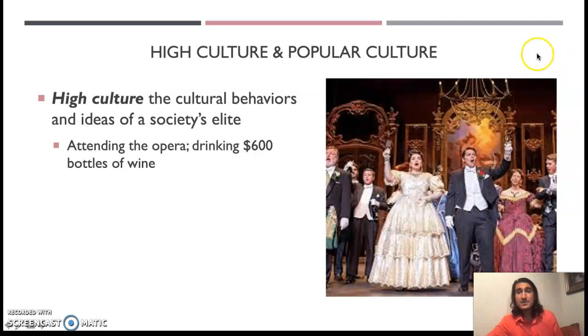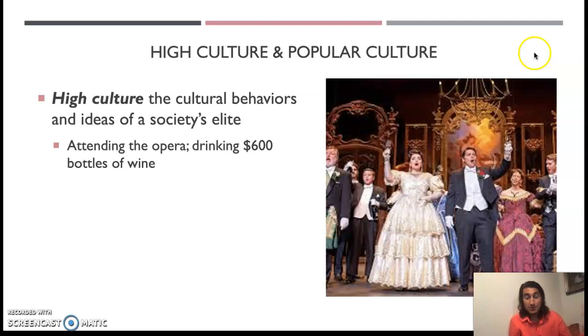There's also a distinction between high culture and popular culture, or pop culture, as it's more commonly referred to today. High culture refers to cultural behaviors, ideas, and practices that are associated with any society's elitist group. So, for example, in the United States, attending the opera or the ballet, higher class things that cost a lot more money, are typically associated with high culture.